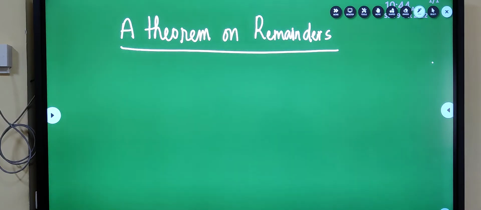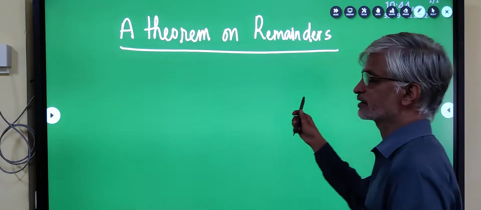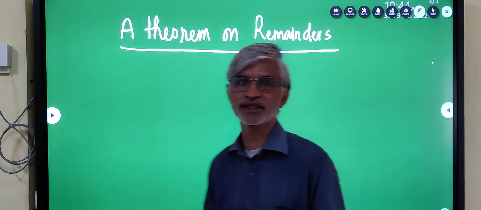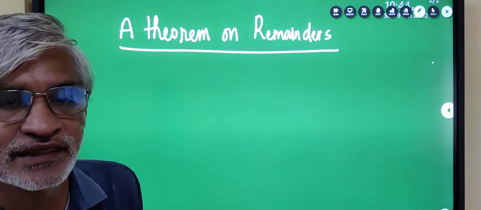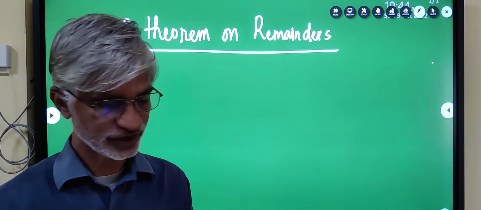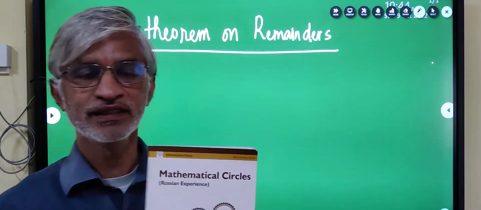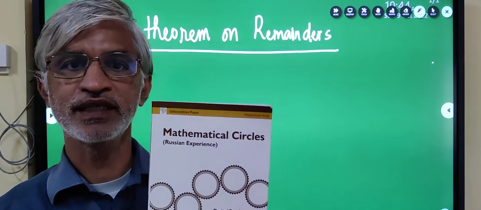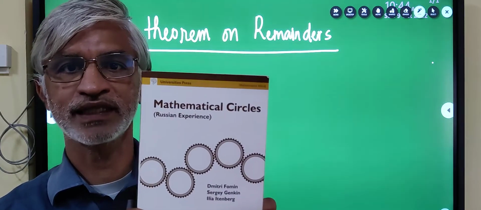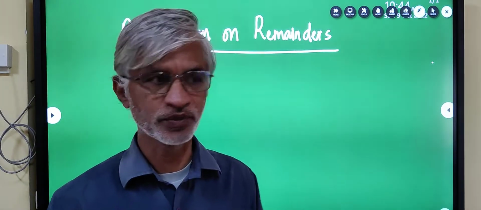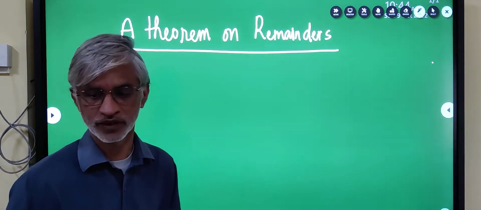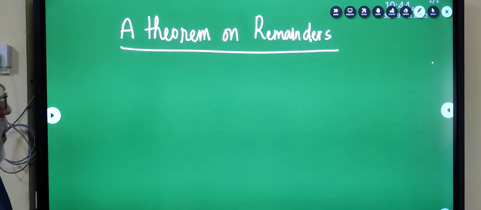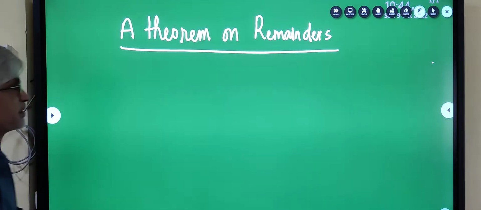Let's discuss today a theorem on remainders. This remains one of the most basic lessons in elementary number theory, and as I've already told you, I shall take the help of the book to make sure that we get through all the important ideas. It is very important to be guided by a good book, and I definitely want you to keep referring to this book. What is this theorem on remainders?